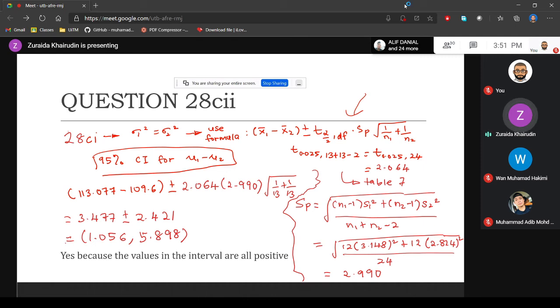So what you do here is, the formula you can see is quite long. First, you have to compute Sp, the pooled standard deviation. Substitute all the values for Sp. You leave your answer at least 3 decimal places, like I did on the screen. Then number 2, you substitute everything, and for the t distribution, this is alpha over 2.